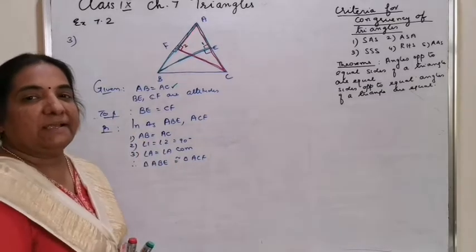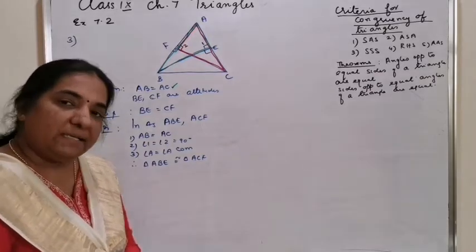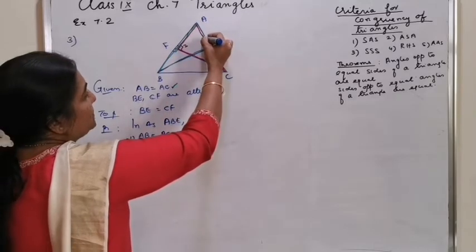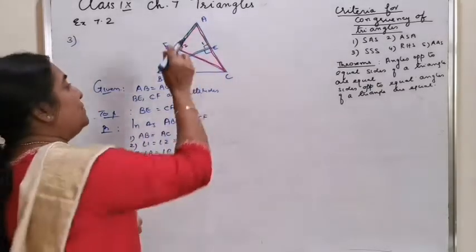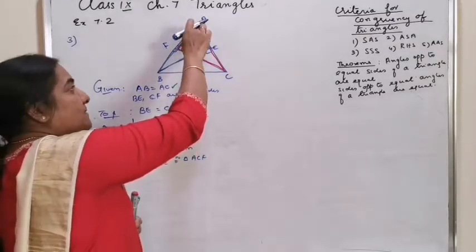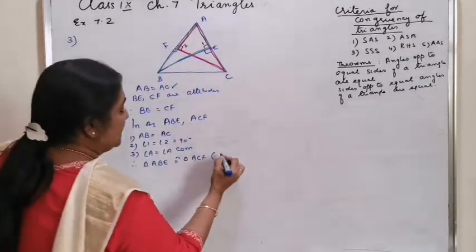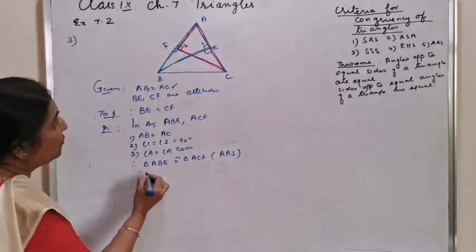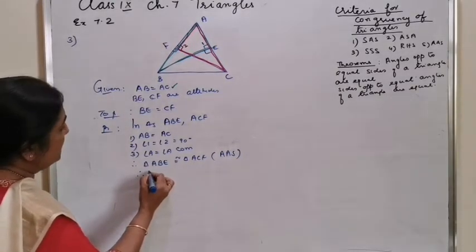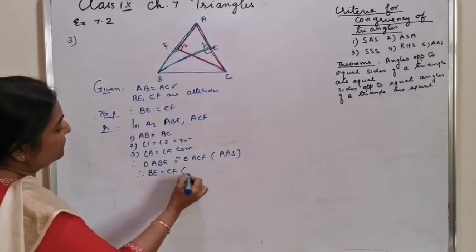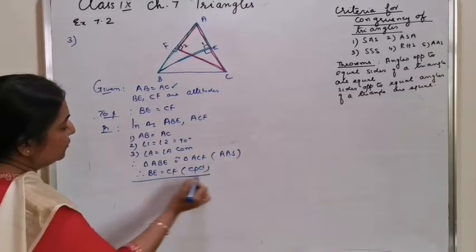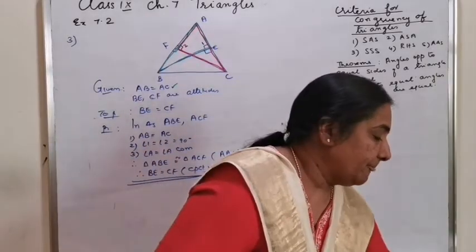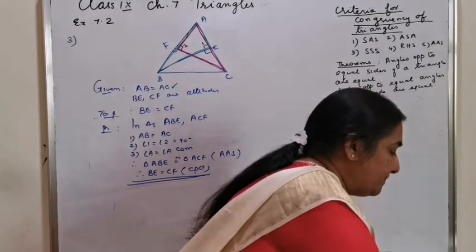Pick out one triangle and see the congruence condition. In triangle ACF, you have used the side AC, you have used this angle 2, as well as you used angle A, which shows that it is any two angles and one side. Therefore, BE is equal to CF as corresponding parts of congruent triangles. That is question number 3. And now question number 4.